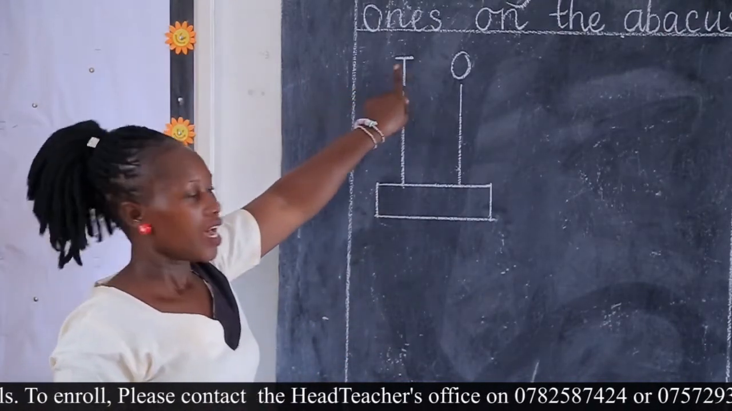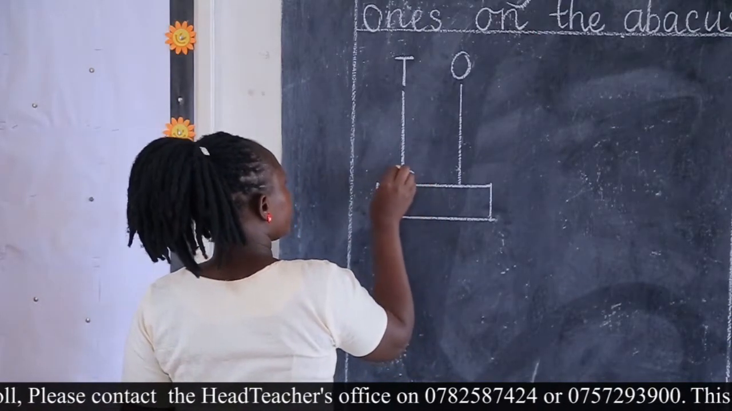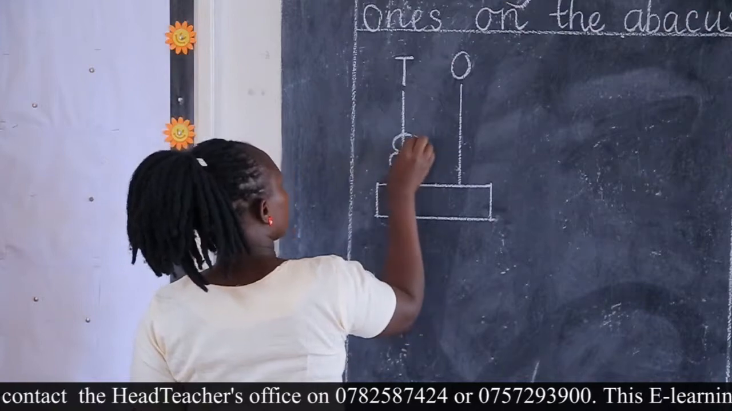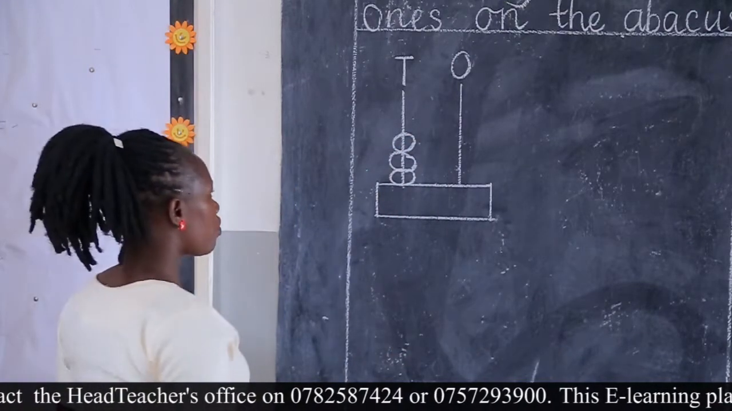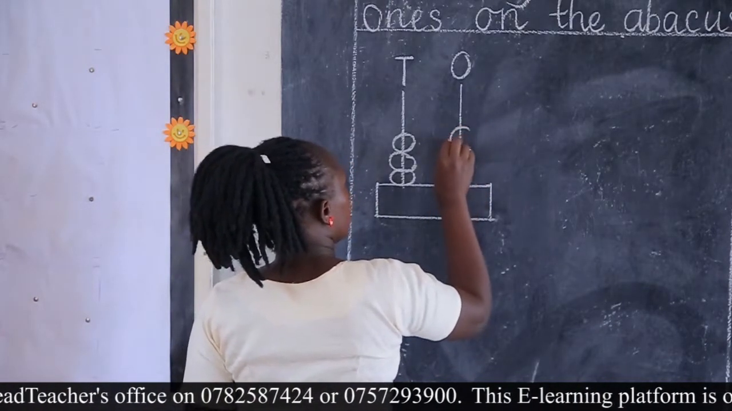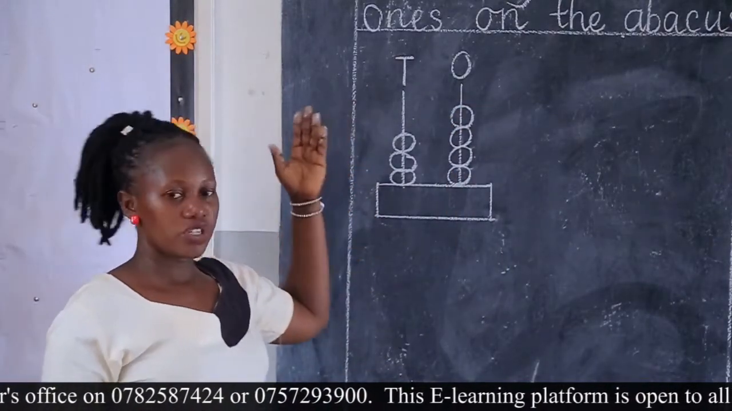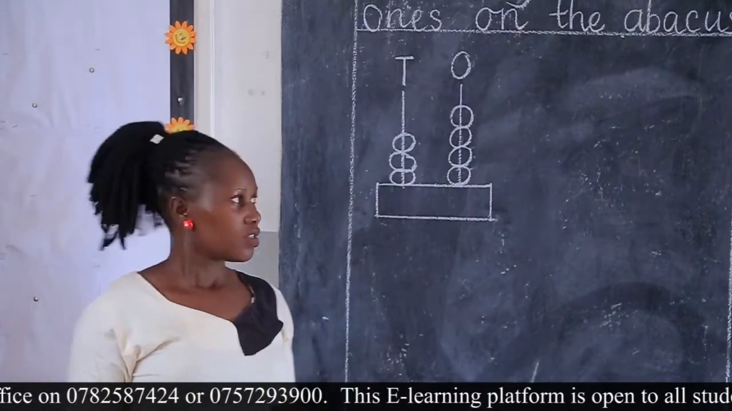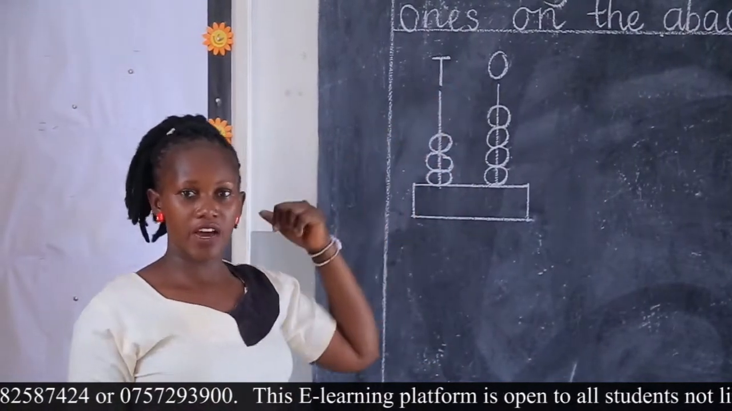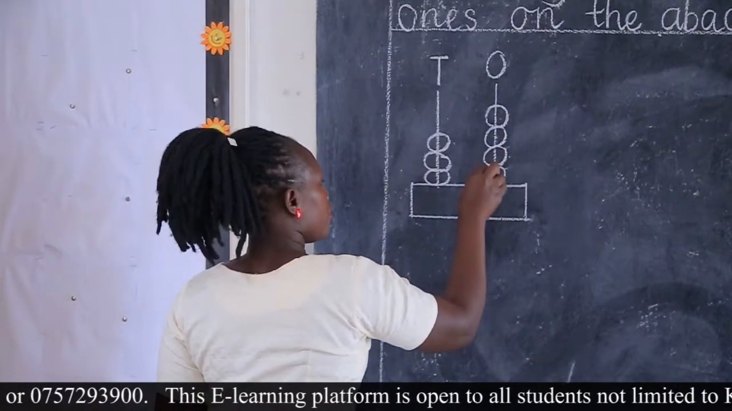Look at this abacus now. I have tens, I have ones. On the tens, I have one bead, another bead, and another one. Then in the place of ones, I have one bead, another one, and another one. So now, we are going to count our tens and ones. We have already put our beads on the abacus. Now we are going to count. How many ones do we have? Let's count together. 1, 2, 3, 4.